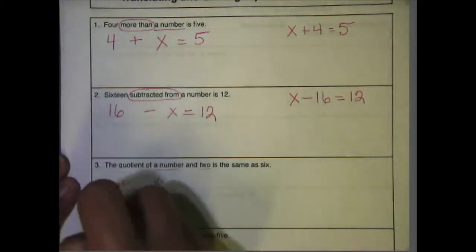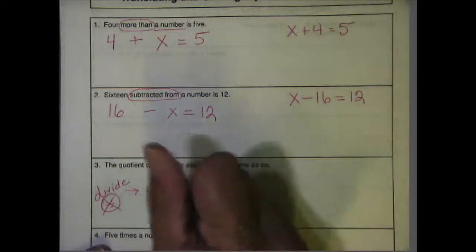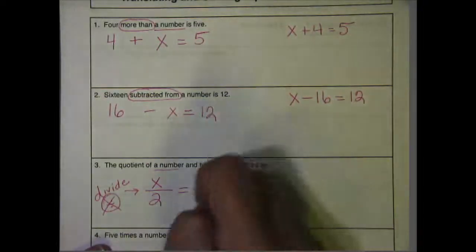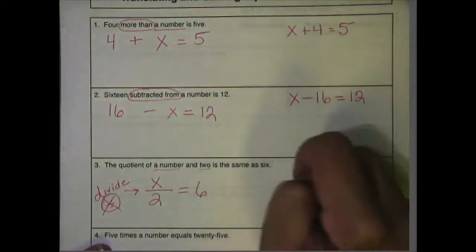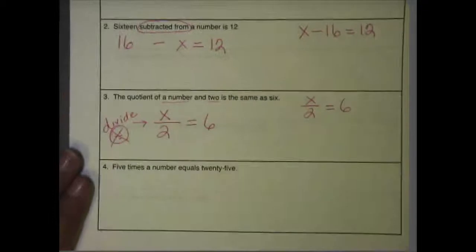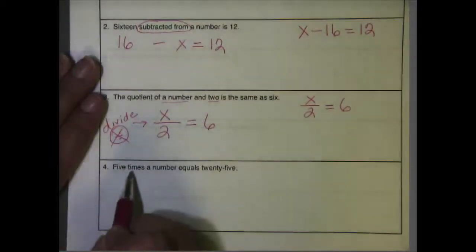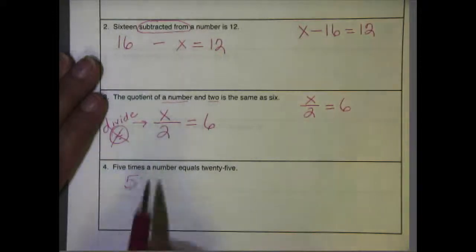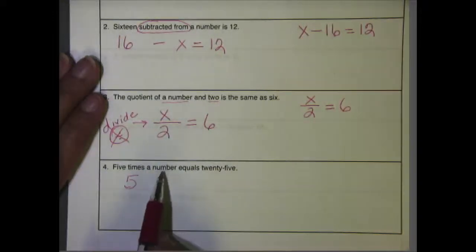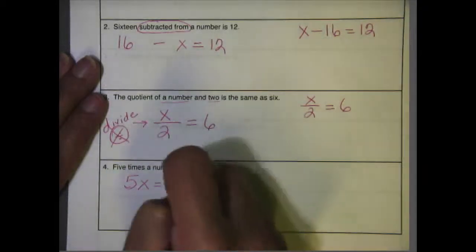We're not going to use this for right now. Okay, we're going to get rid of the division symbol. x divided by 2 is the same as, means equals 6. So we've got x divided by 2 equals 6 is our answer. Take a look at number 4. 5 times a number equals 25. So times we know means multiply. We've got 5 here. Times a number. A number is a variable, so we're going to call it x equals 25.